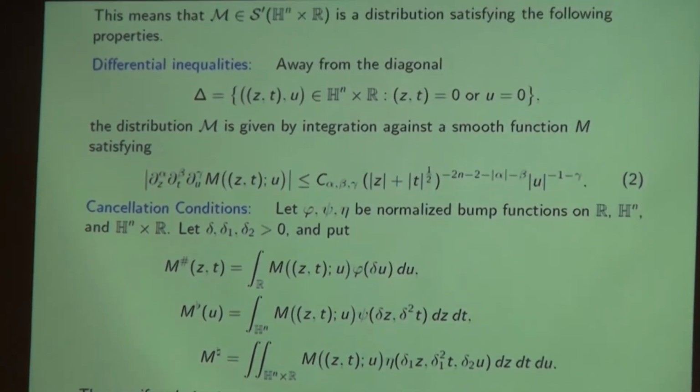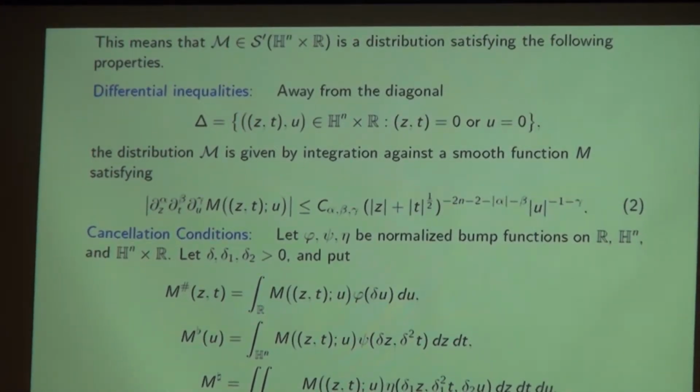Okay, what does that mean? Let me remind you what it means to be a product kernel here. Away from the diagonal, we have estimates. This is a product kernel type estimate on the Heisenberg group cross R. Here is the Heisenberg variable, here is the R variable, and it's simply powers of one times powers of the other.